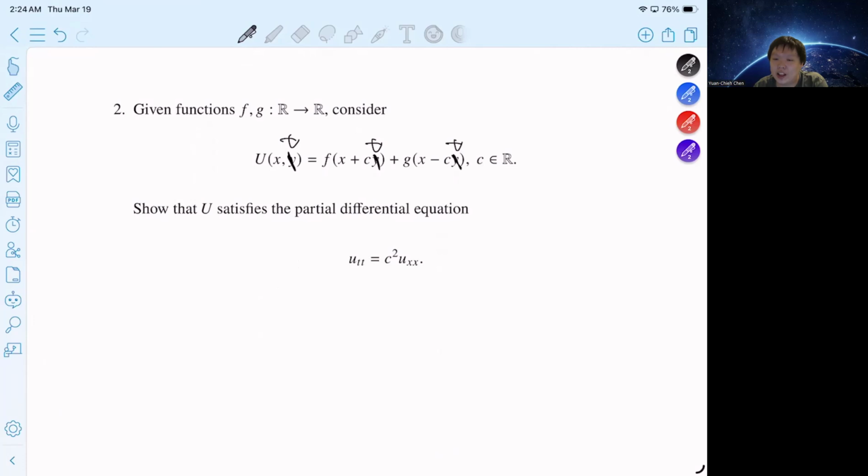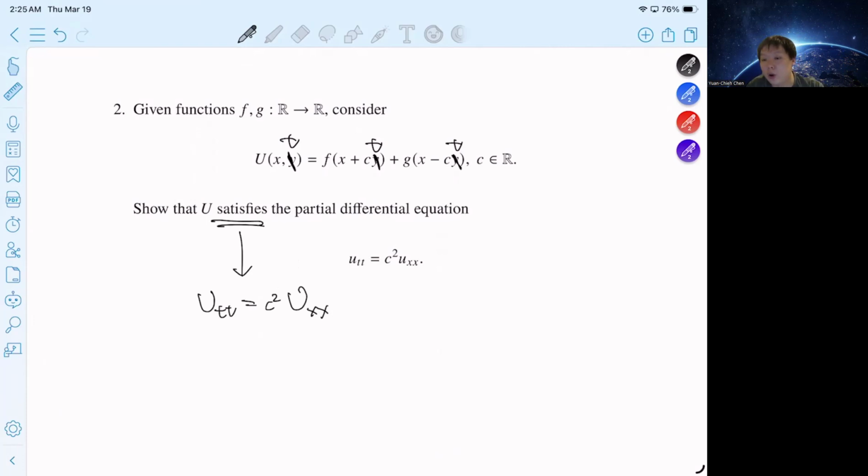And if the function looks like this, no matter what f is, it will always satisfy this partial differential equation, u_tt equals c squared u_xx. So in this case, we only have to check if that's the solution. Satisfy just means that we have to check u_tt equals c squared u_xx. And that's it. So we just do the differentiation on this function.